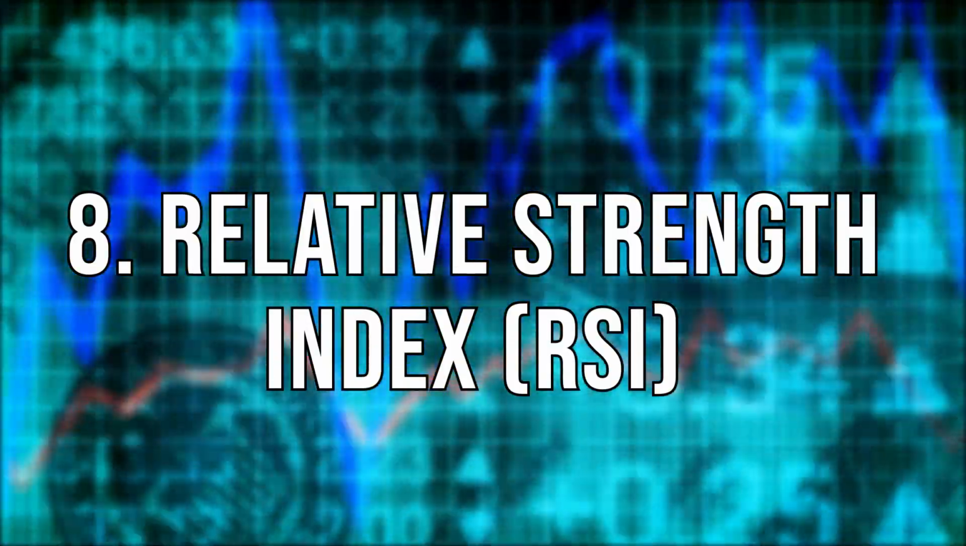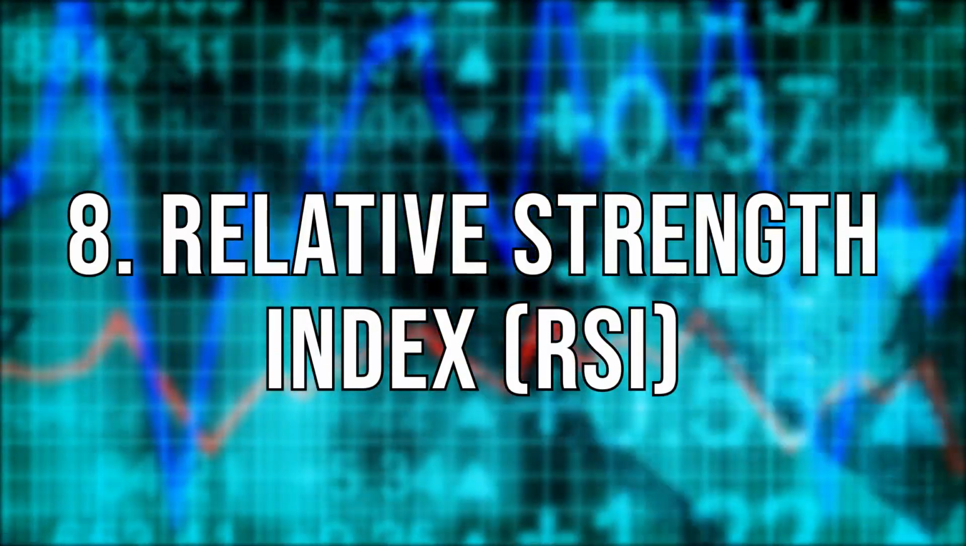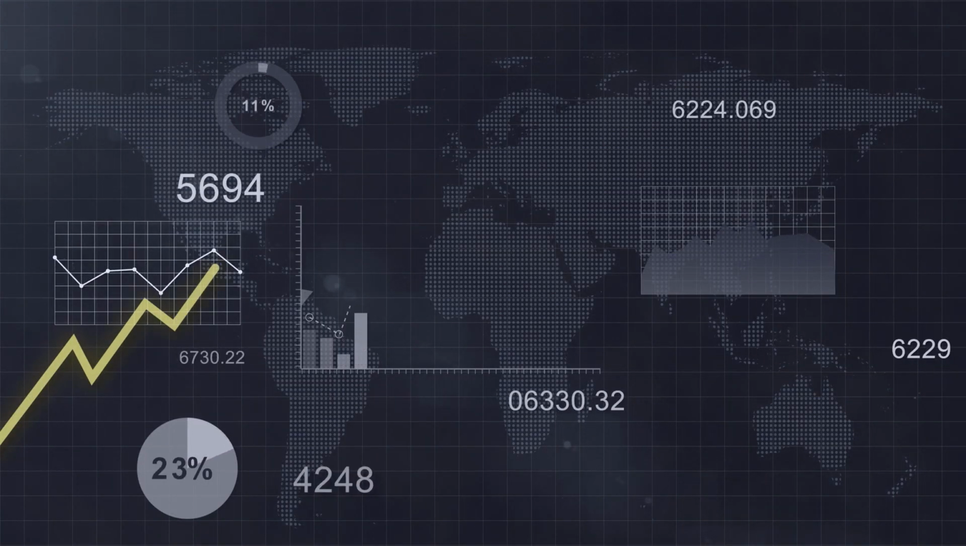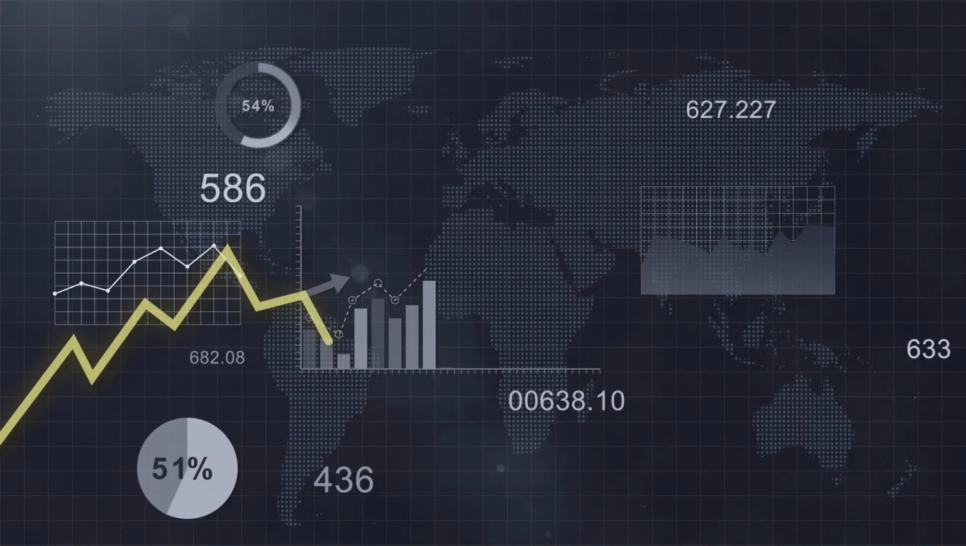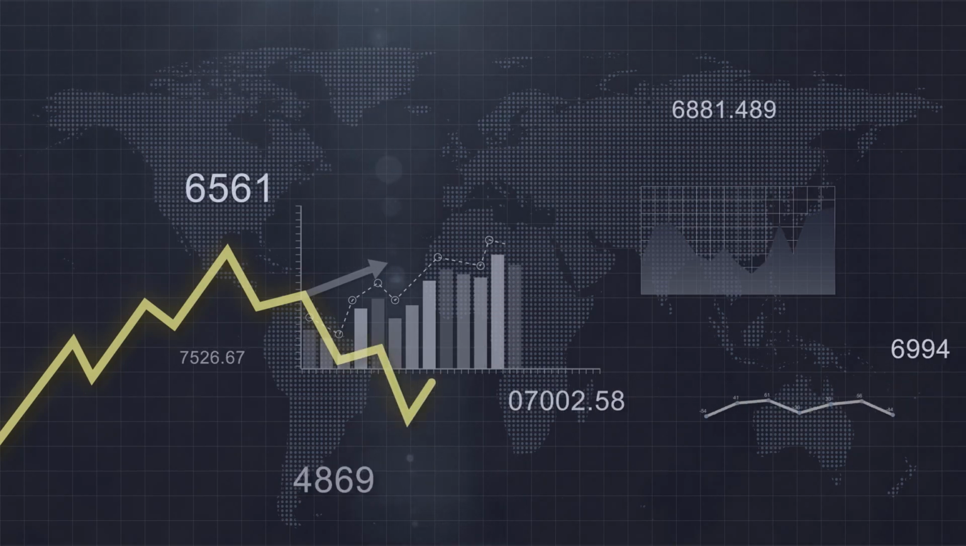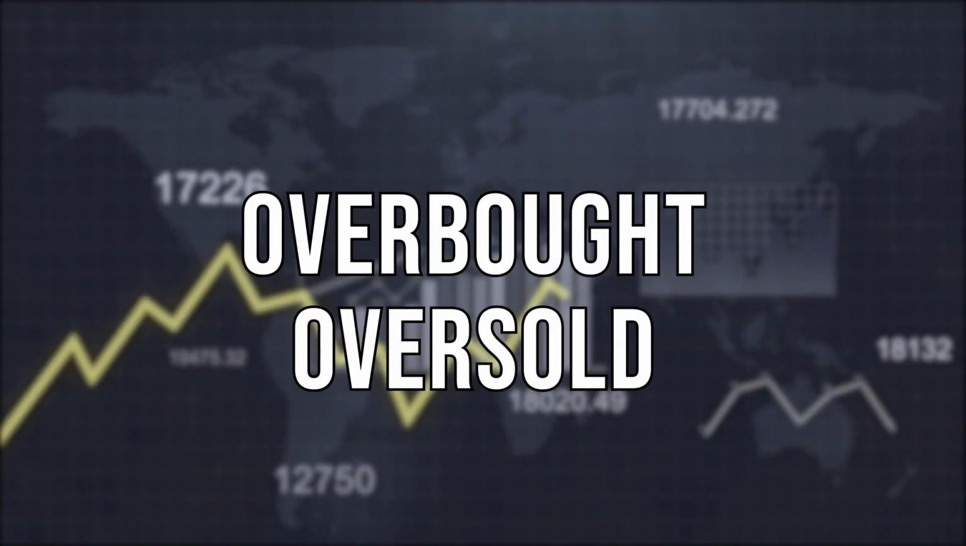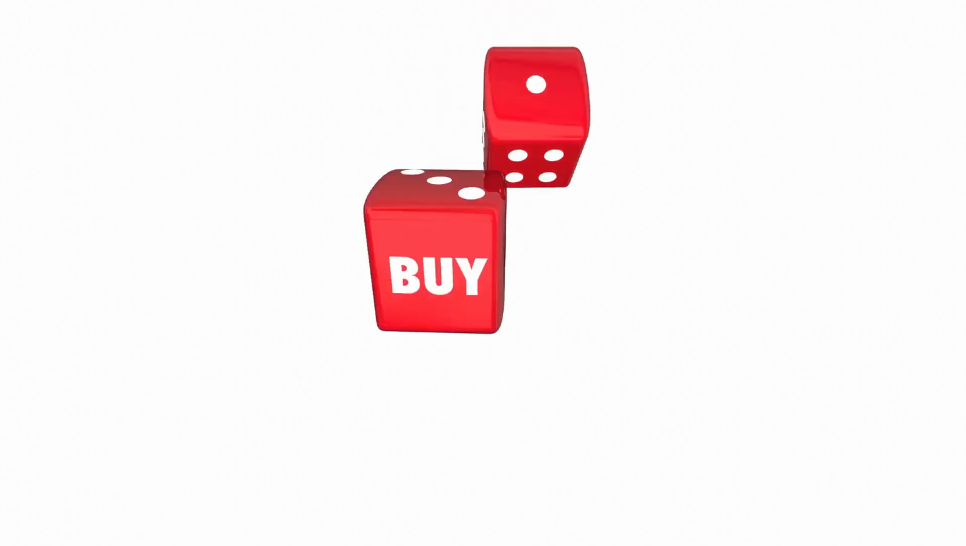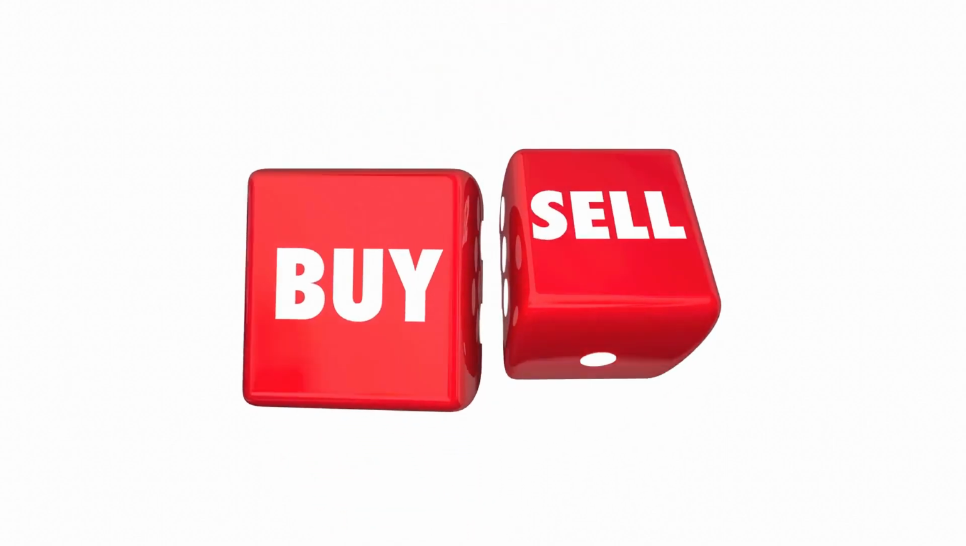Number 8. Relative Strength Index (RSI). The RSI, Relative Strength Index indicator, is a basic and useful oscillator. Using an oscillator like the Relative Strength Index, you can tell when the currency is overbought or oversold. RSI is one of the strongest indicators for traders who want to buy cheap and sell high.